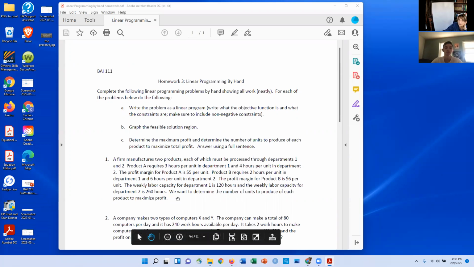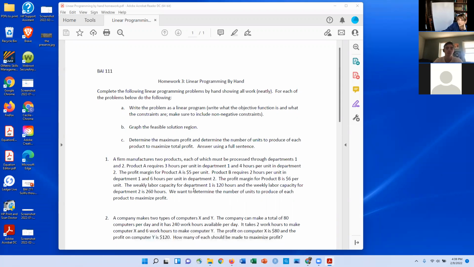These are the homework problems, and this is the first one. And so we're talking about this firm manufacturing these two products. And what I'm going to do, let me see if I can actually write on here.